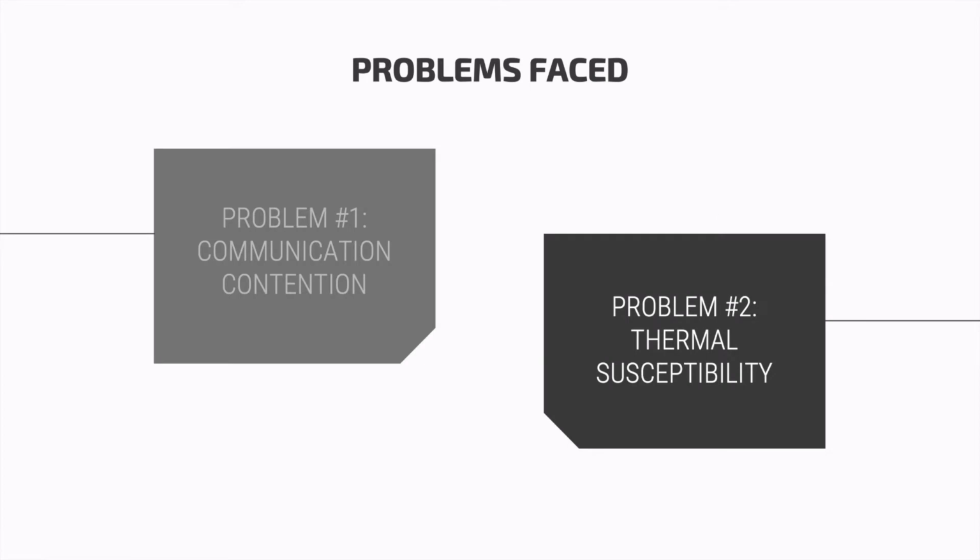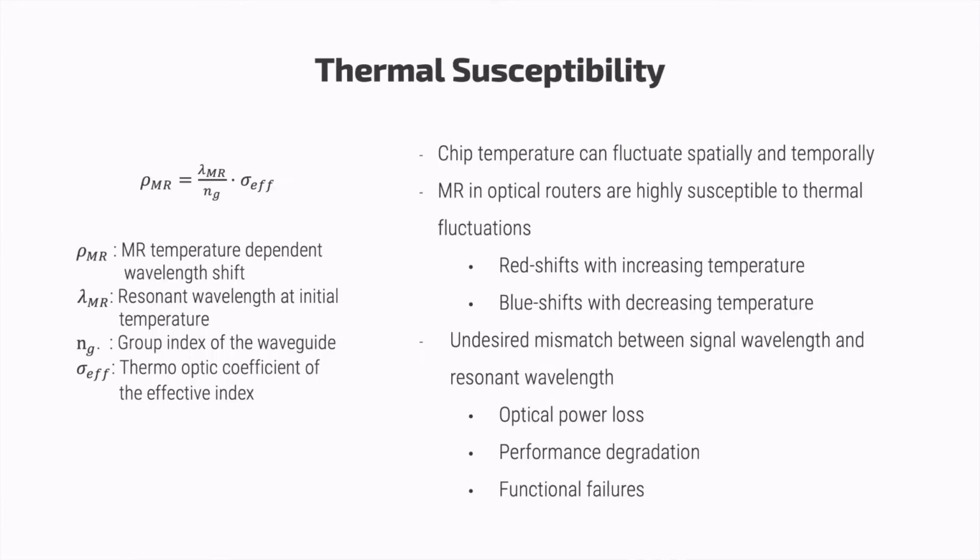The second problem is the thermal susceptibility of the optical network on chip. Micro-ring resonators found in optical routers are highly susceptible to thermal fluctuations. Chip temperature can fluctuate both spatially and temporally and can vary by more than 30 degrees Celsius across a steady-state chip under typical operating conditions. As the number of cores on the chip increases, the on-chip temperature gradient could be even higher.